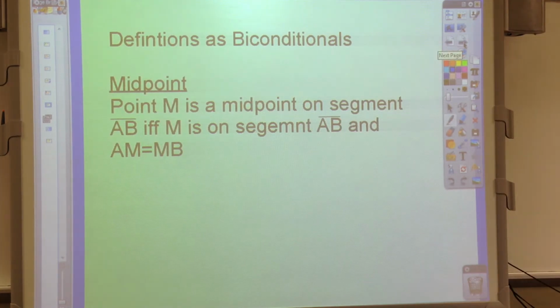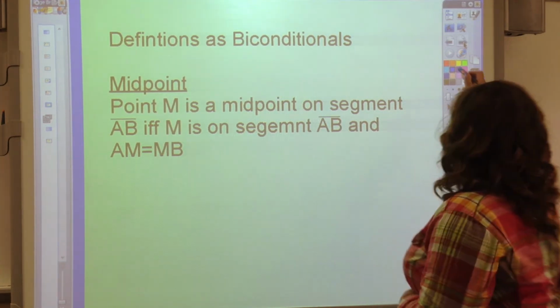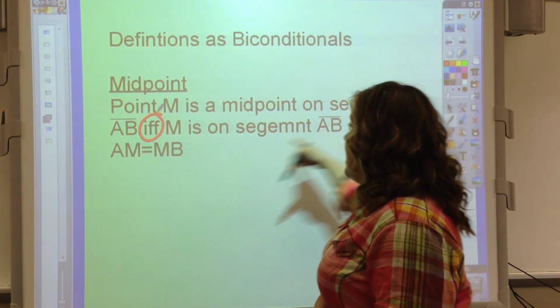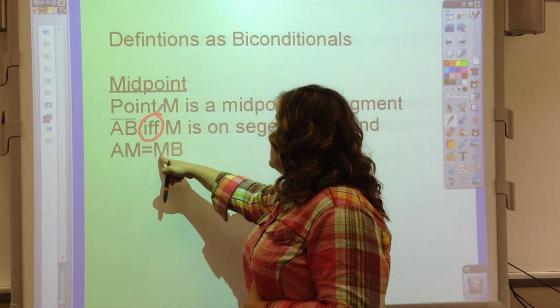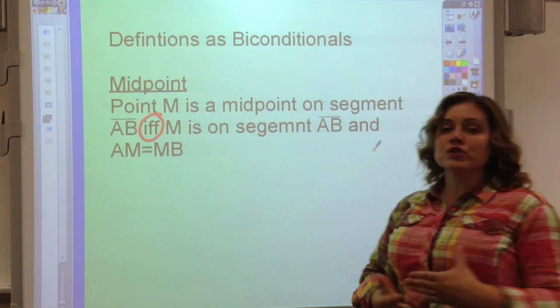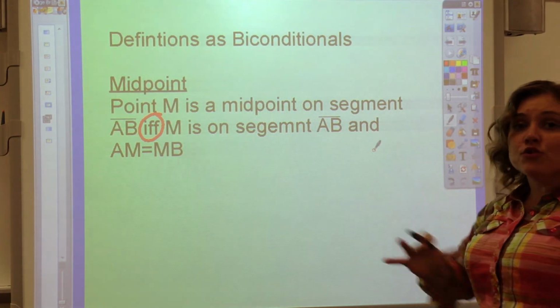So let's do some definitions as biconditionals. Point M is a midpoint on segment AB, if and only if M is on the segment AB, and AM equals MB. So basically, I took the definition of a midpoint and I rewrote it as a biconditional. That means M is on segment AB and AM equals MB, if and only if the point M is a midpoint on the segment. It goes in both directions. You can write either one first.